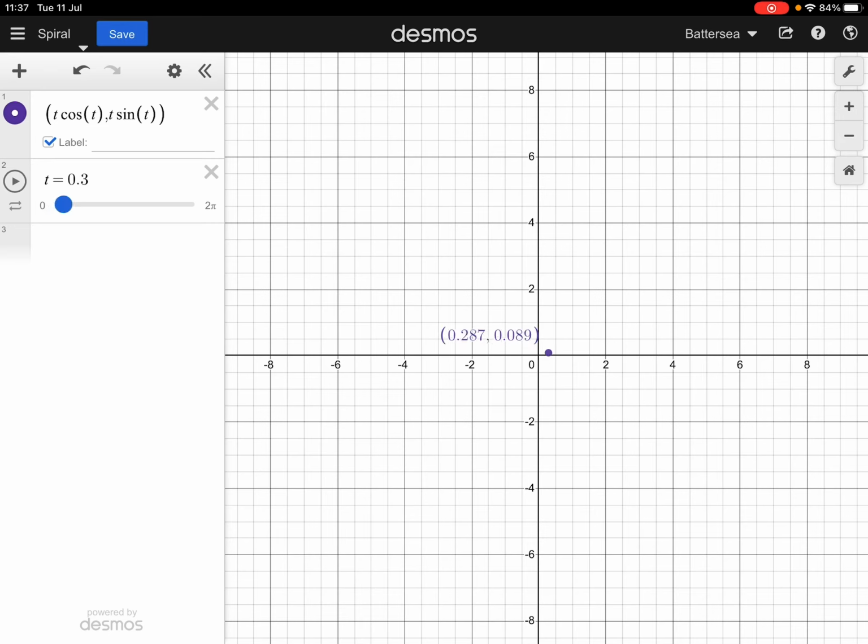If I start to increase the value of t, we can see that it's giving me different values of the x and the y coordinates. So when t is 1, 1 times cos 1 is 0.54. 1 times sine 1 is 0.841. And as I keep increasing the value of t, we're plotting out a curve. And you can hopefully start to see what type of shape this is making. Let me do this again for you one more time.